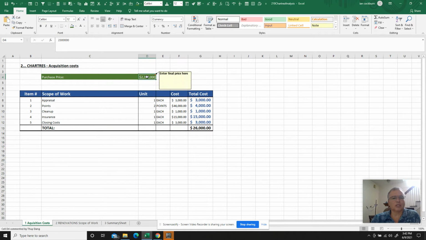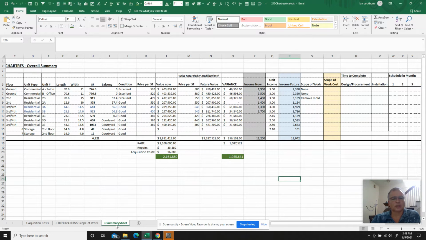Is this your purchase price? We could change this purchase price, but with this purchase price, you want to take a closer look. This is really from a buyer's perspective, but still, from a seller's perspective, you look at what did it really cost you to acquire this building and all the associated costs, all right? And that number is going to go into the summary sheet, all right?